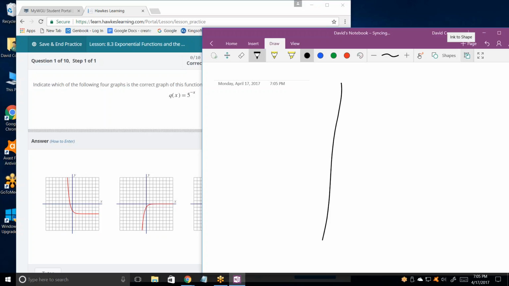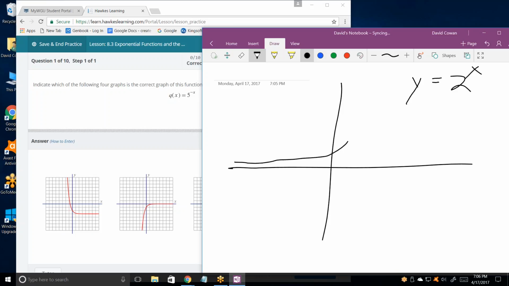Exponential functions are any function where the variable is in the exponent, like this one, 5 to the minus x. A typical one might be 2 to the x. 2 to the x looks like that. Y equals 14 to the x looks like that.